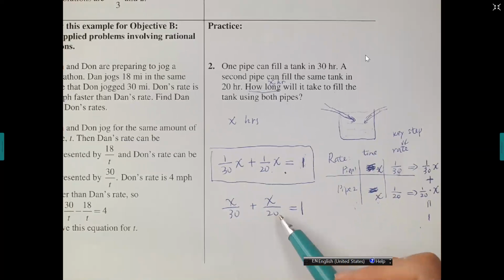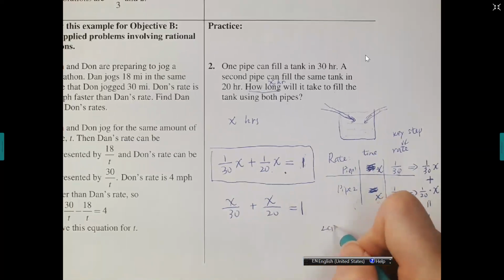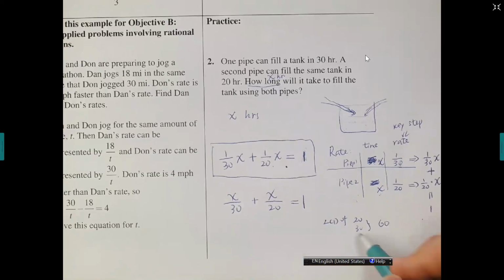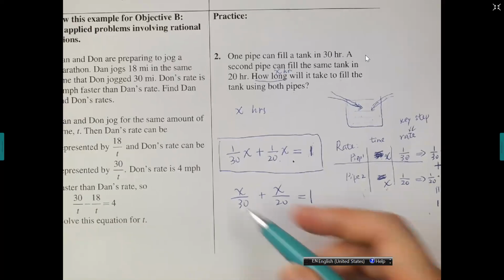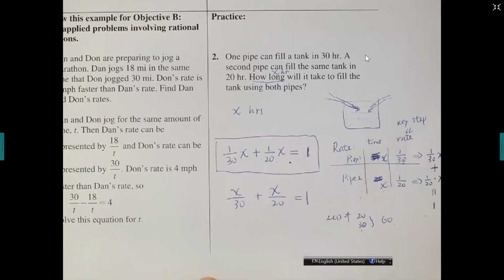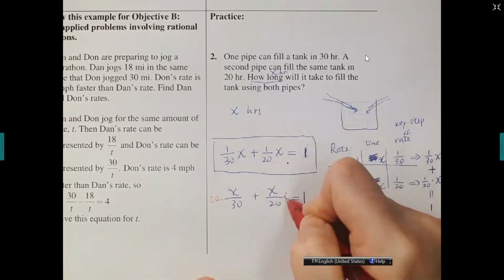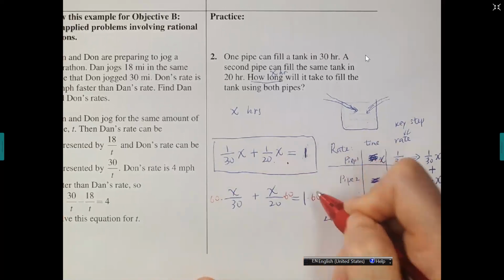To solve this equation, look for the LCD. LCD of 20 and 30 is what? It's 60. Okay, and this is not hard to find out. So 2 and 3 have LCD 6, and they both have a 10, 60. Then multiply everyone by 60. To save time, I'm not going to rewrite. So this one times 60, this one times 60, this one times 60 as well.